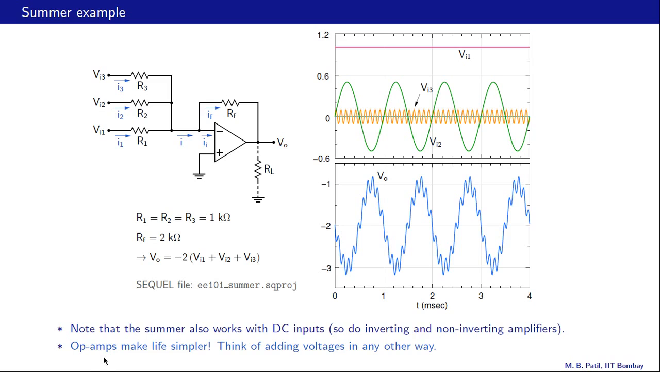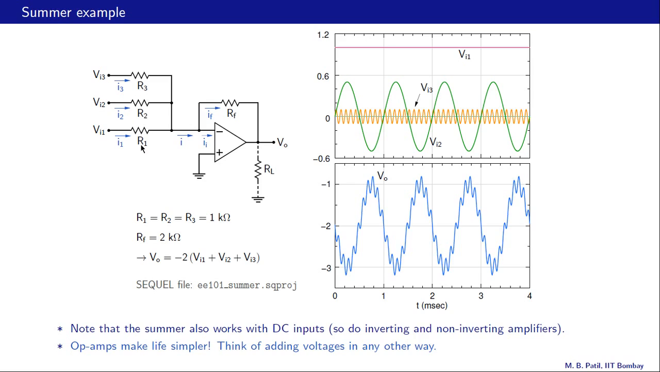Second point, op-amps make life simpler, and this is something that should be obvious by now. For example, if we think of adding voltages in any other way, we will find that it is not at all trivial, whereas this circuit, the summer, makes it very easy. And not only that, it even allows us to vary the weights for these 3 input voltages by simply changing these resistance values.